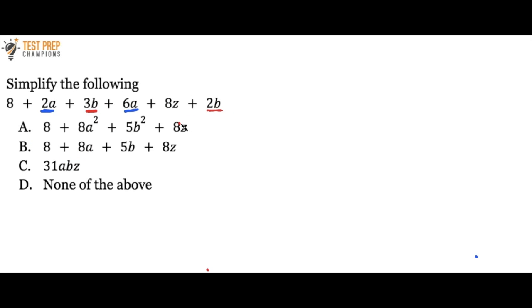Now let me deal with my B's next. So I have 3B and 2B. So I'm going to do 3 plus 2, and I'm just going to pull that B along for the ride. So 3B plus 2B becomes 5B. And like I said, we can't add the 8Z to anything else here. So the final answer here is just 8 plus 8A plus 5B plus 8Z.